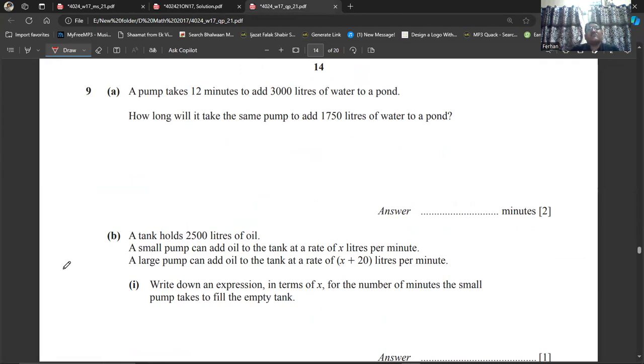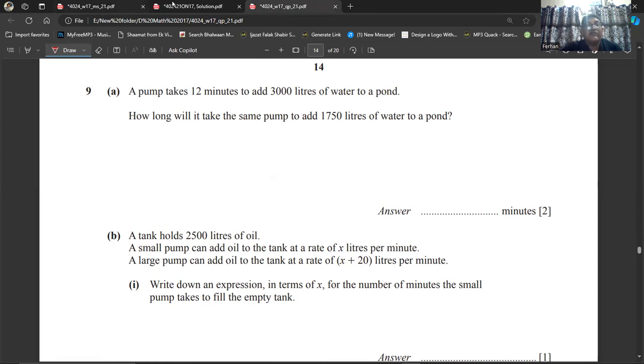He says a pump takes 12 minutes to add 3,000 liters of water to a pond. How long will it take the same pump to add 1,750 liters of water to a pond? So the volume is given, the time is given. From there, I will find the rate of the flow of the water. Then the volume is given. I know the rate of the flow of the water. I can tell how much time it will take.